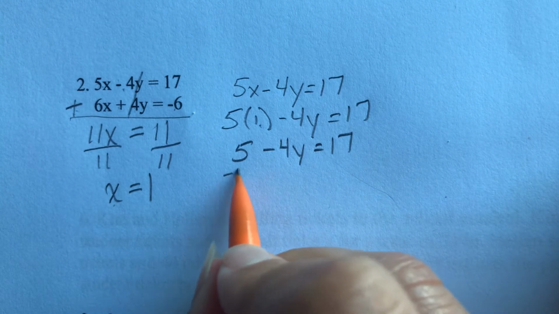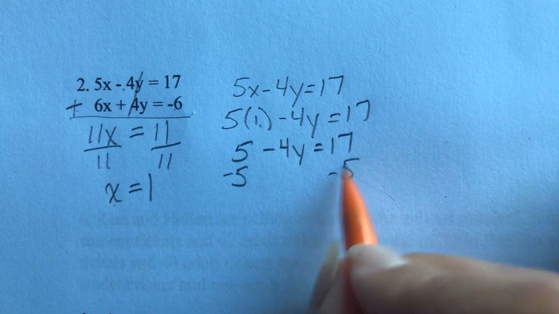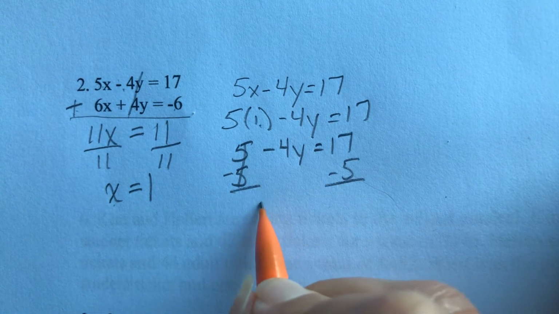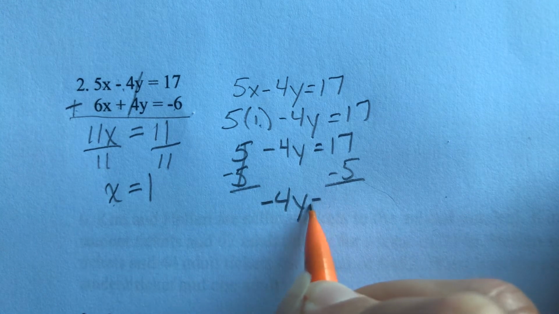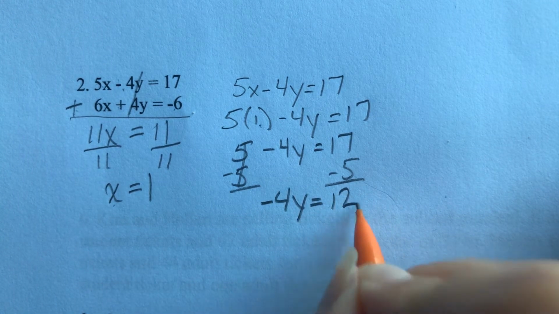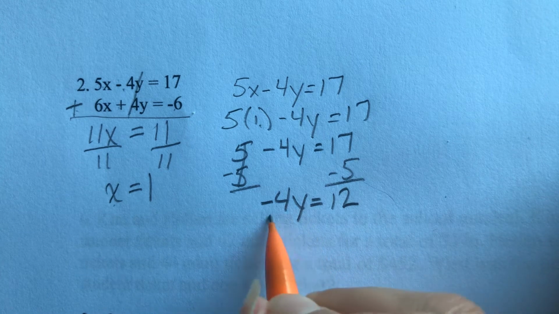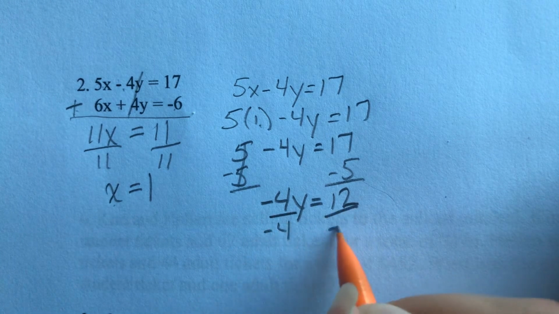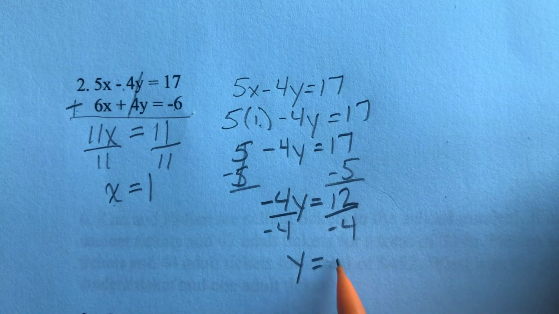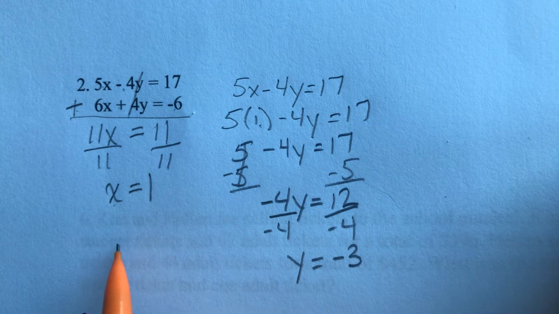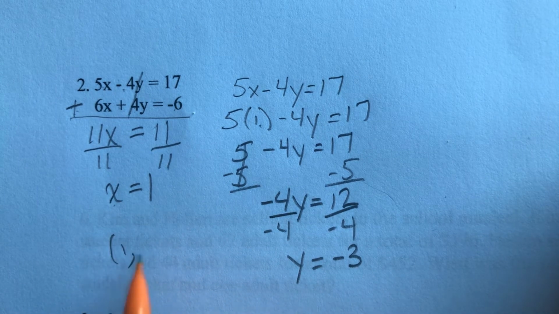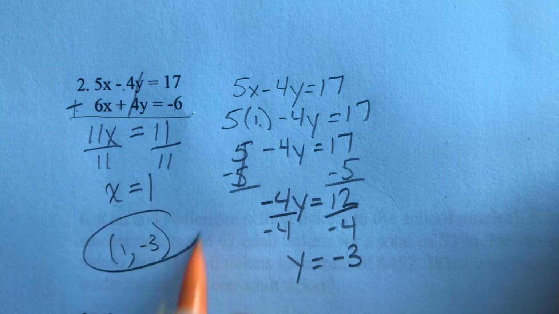Now it's a 2-step. Subtract 5 from both sides. Don't lose the negative on the 4. 17 minus 5 is 12. Divide by negative 4. y is equal to negative 3. So I believe my solution is 1, negative 3.